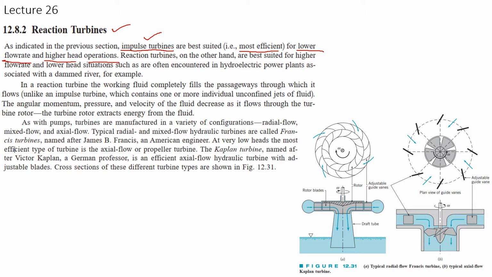Reaction turbines, on the other hand, are best suited for higher flow rates and lower head situations. So whenever you have a lower head and a higher flow rate, the best suited turbines are the reaction turbines, and the major purpose is to generate electricity. Mainly we use two types of reaction turbines for generating electricity, and that is the Francis turbine and the Kaplan turbine.